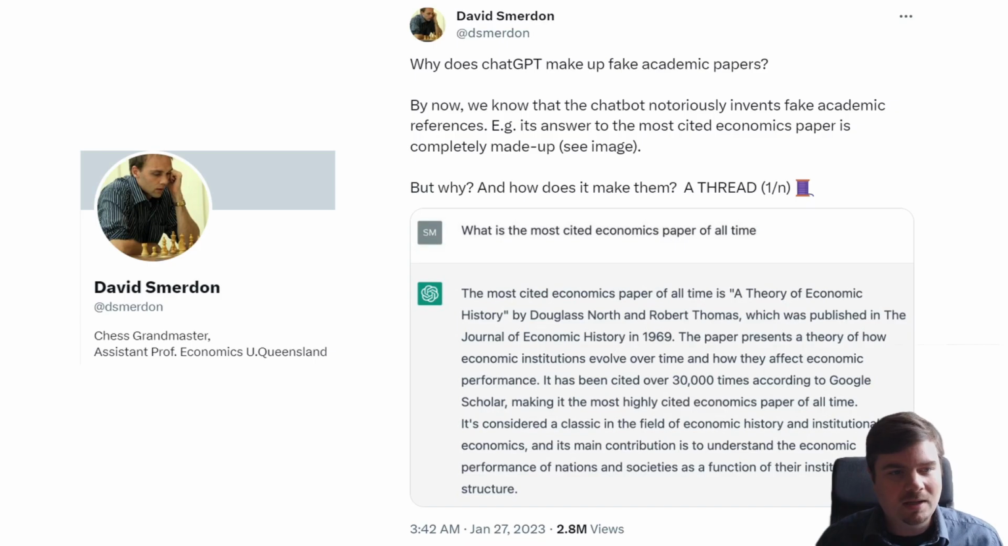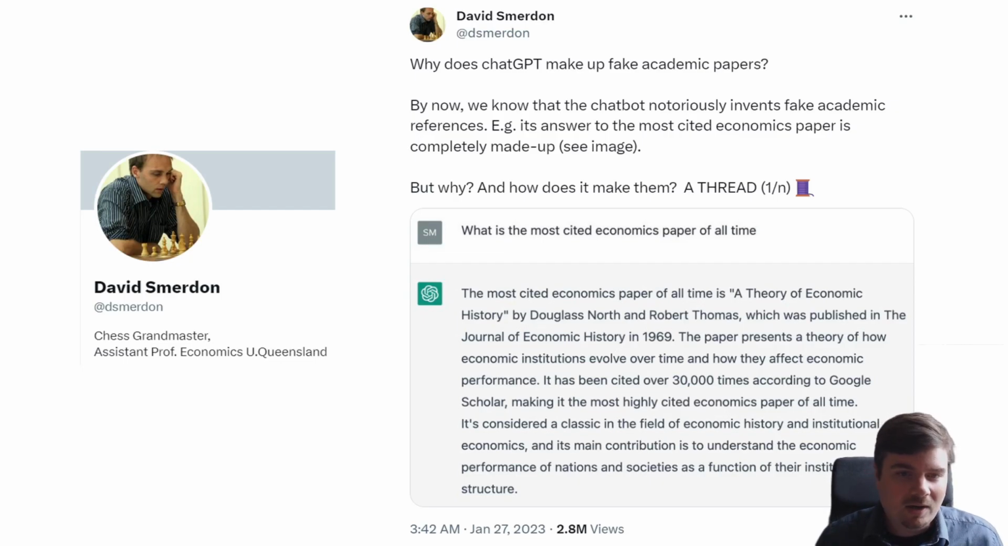And there was this really interesting example on Twitter from David Smearden that was looking at a common problem with language models, which is when they invent academic references or academic papers. So he asked, in this case, ChatGPT, what is the most cited economics paper of all time? Got this answer back that was very confident sounding. The most cited economics paper of all time is A Theory of Economic History by Douglas North and Robert Thomas. It even has the year of publication, the journal that it was published in.